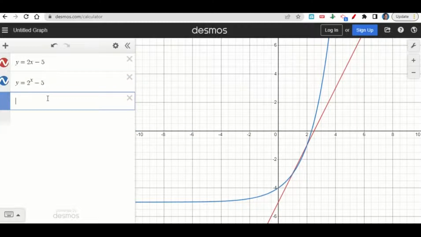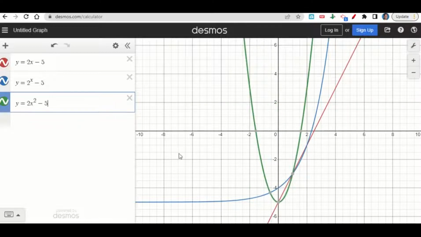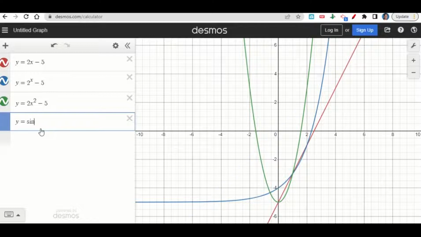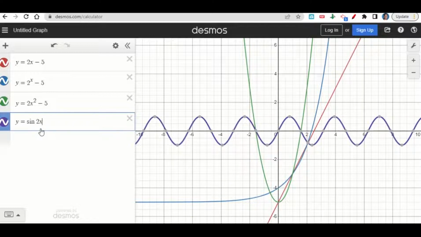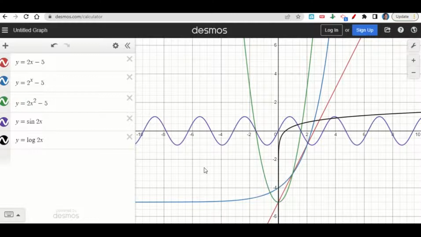We can type in a quadratic: y equals 2x squared minus 5, and see exactly what that one looks like. We can do trig functions, so y equals sine of 2x, and that's what it would look like. We could do logs: y equals log 2x, and see exactly what it looks like. So we can graph any one of these kinds of functions and it will do it for us in Desmos.